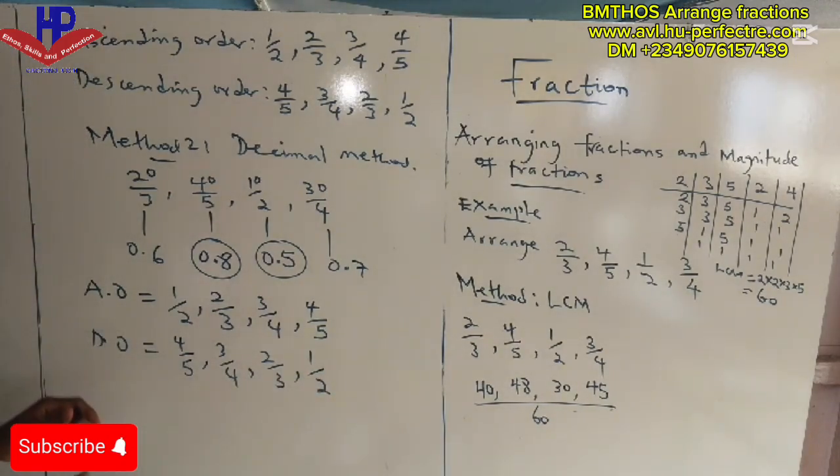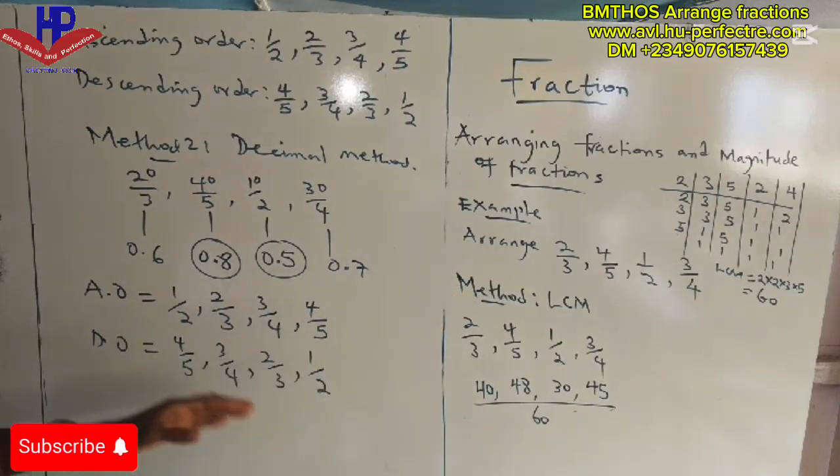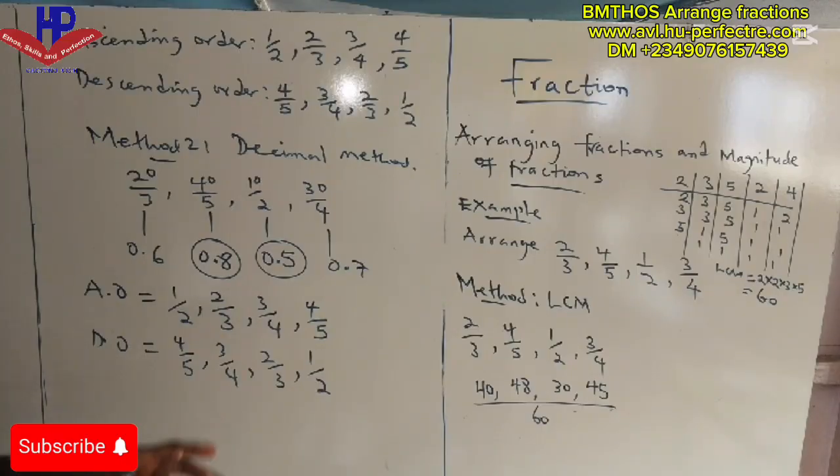So you can see this is how we arrange numbers in ascending order or descending order using the LCM method or the decimal method. It's as simple as ABC. So carefully go through the class and see how you can solve them yourself without stress. See you in our next class.